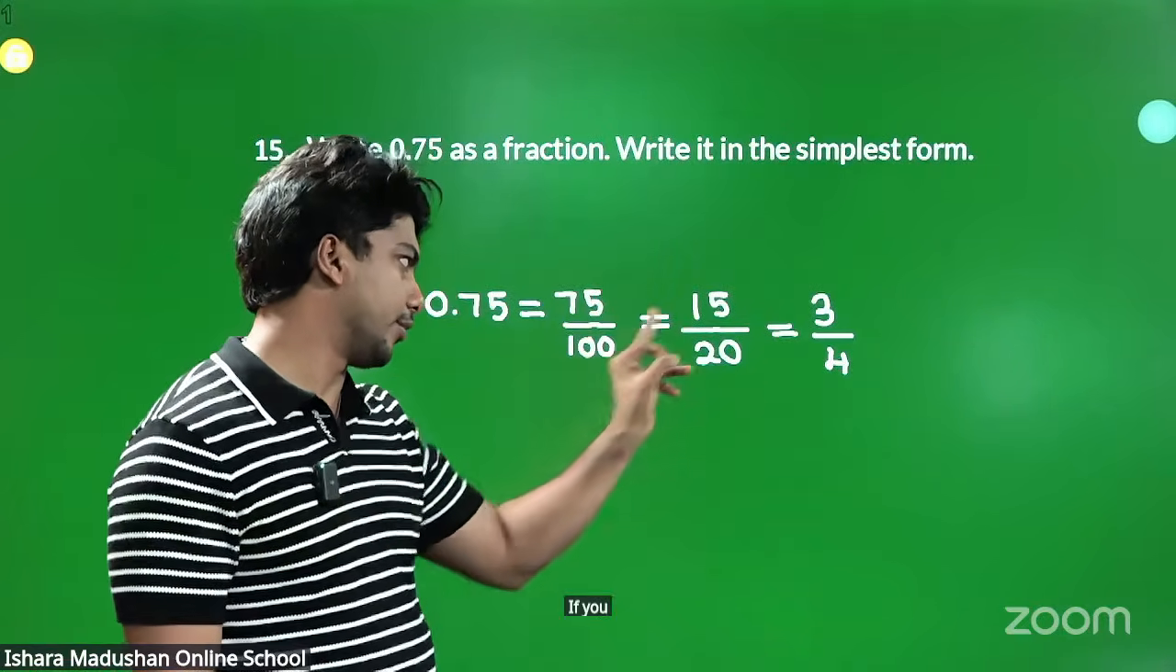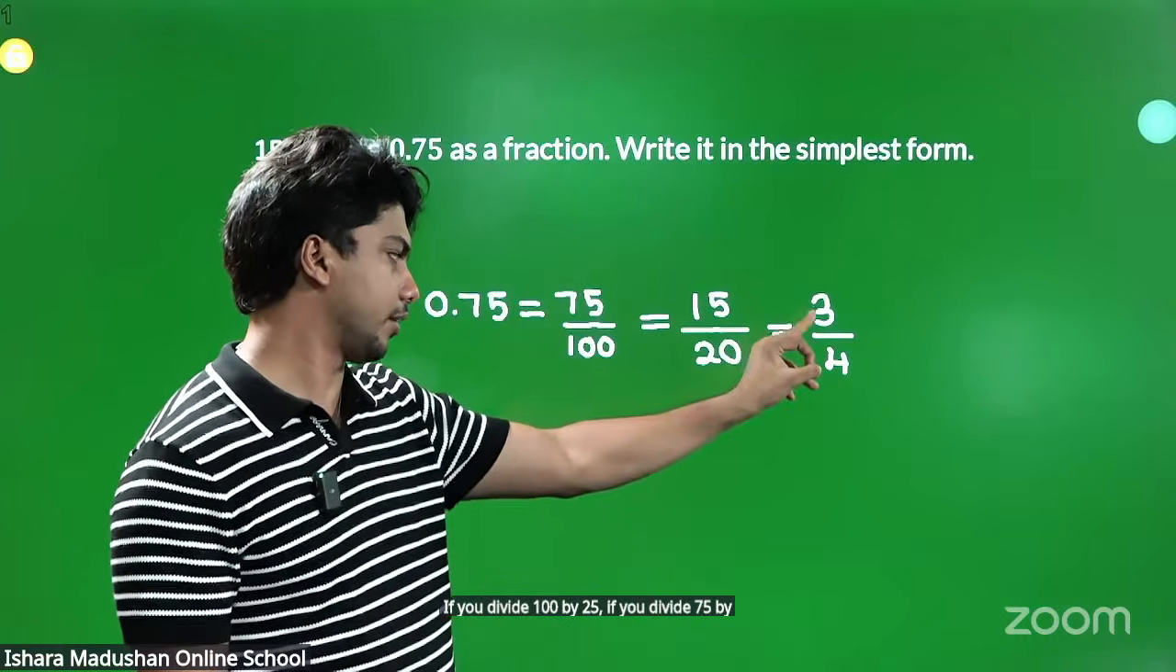If you divide 100 by 25, 4. If you divide 75 by 25, 3.